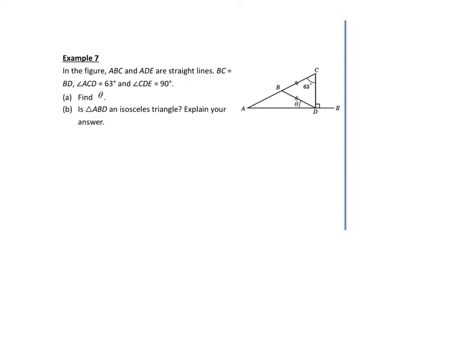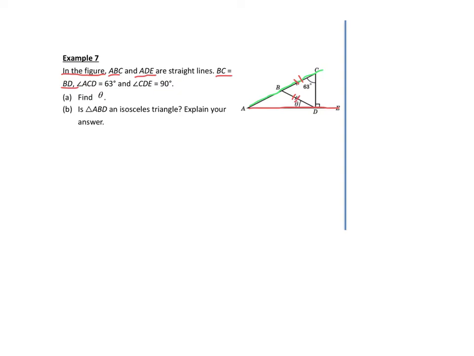Now we go to example 7. We go through the questions in the figure. ABC and ADE are straight lines. So ADE and ABC are both straight lines. And BC is equal to BD. So BC is equal to BD.